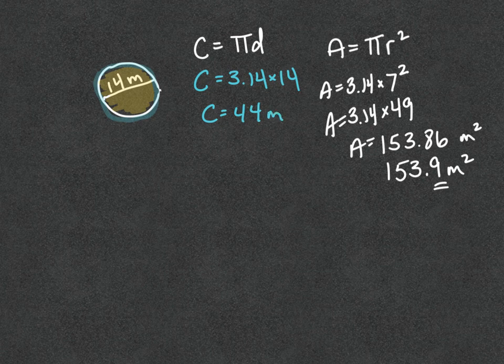That's not squared because that's just a distance around the outside. It's not meters times meters. It's just meters. So 44 meters is my circumference around the outside. 153.9 meters squared is my area on the inside. And that's how you do that. That's it. Have your calculator handy.